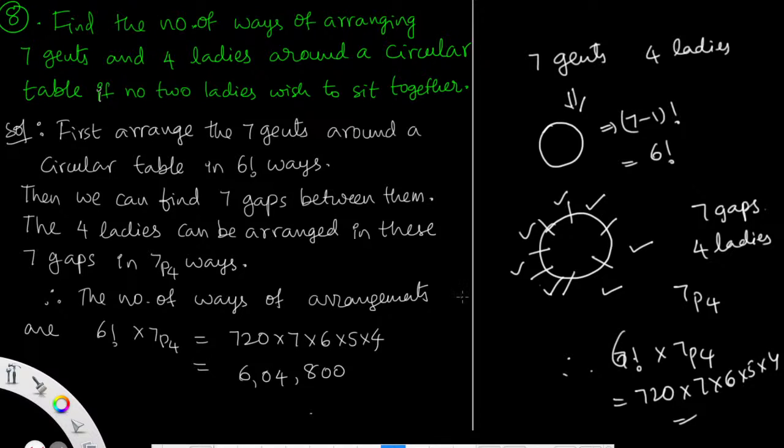This is the way for when two ladies wish to sit together: always coming together means take them as 1 unit. No two together means you use the gap method. That is the shortcut. First, circular means n minus 1 factorial. Here there are 7 gents and 4 ladies, so first arrange the 7 gents, keeping the ladies aside. The arrangements of gents is 6 factorial. Then 7 persons means 7 gaps. In these 7 gaps, the arrangement of 4 ladies can be done in 7P4 ways. So the total arrangements are 6 factorial into 7P4 ways. This is question number 8.